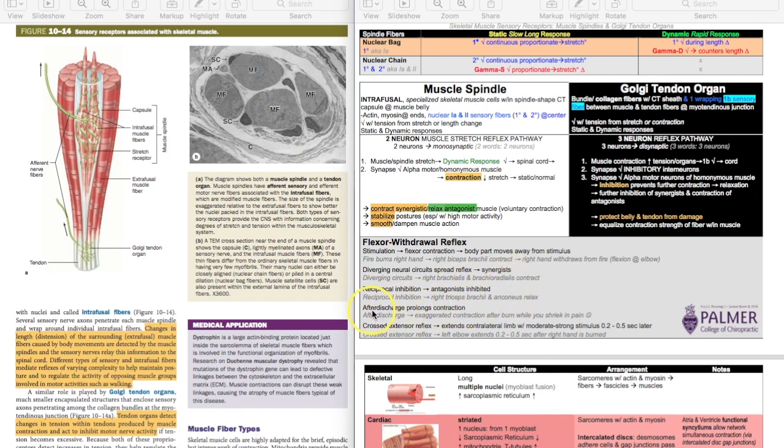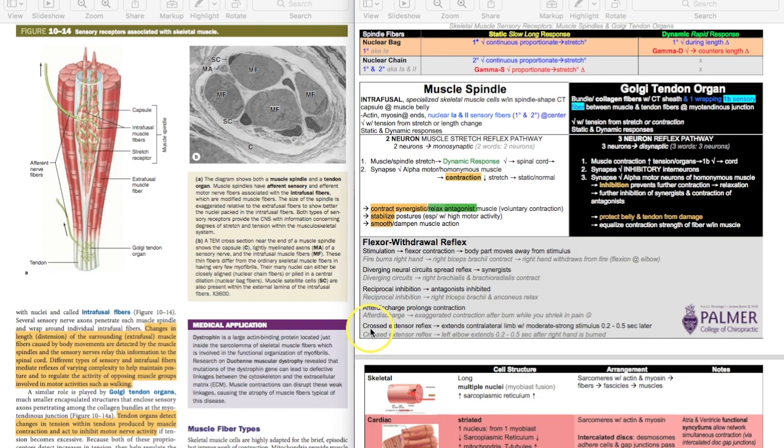Okay. Then you're going to have an after discharge that's going to prolong the contraction. So in here, I put after discharge leads to exaggerated contraction after the burn while you shriek in pain, okay? Maybe that's happened to you before, where you uncontrollably hold the body part close to your hand after a pain stimulus, especially a cut, I think, at least in my experience. I don't know. Maybe I've never been burned bad enough.